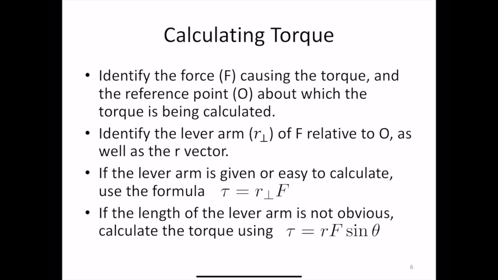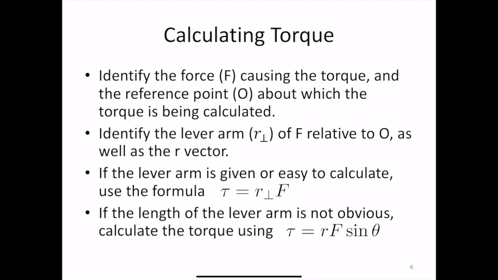What is the reference point about which I'm calculating the torque? And what is the force whose torque I'm calculating, right? The next step is try to spot the lever arm for that particular force. If the lever arm is something that's given, or if it's easy to calculate, then just use the formula torque is equal to lever arm multiplied by force. And that's usually the easiest way to find the torque.